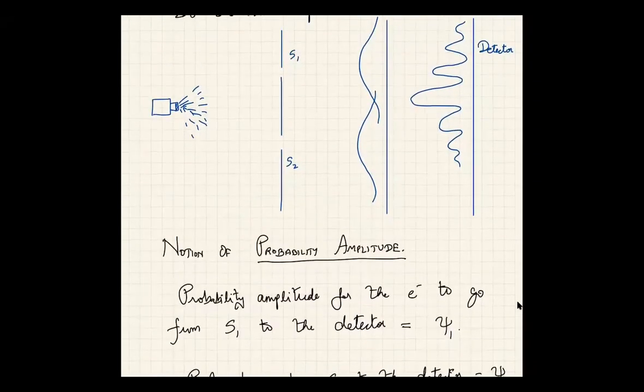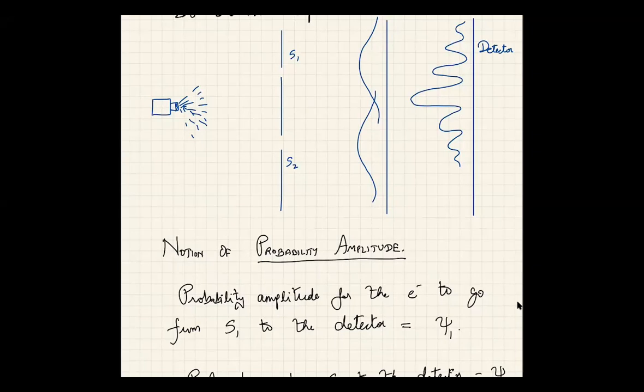Since we are shooting lots of electrons, we have to assign a probability that an electron will go through slit 1 and deposit itself on the detector. Now, we could try to calculate this probability directly, but quantum mechanics tells you that you have to calculate this probability in two steps. The first step is you have to figure out the probability amplitude for the electron to go from S1 to the detector. And then once you have the probability amplitude, you have to take the modulus square of this complex number, and that will give you the probability. This is the quantum mechanical prescription for calculating the probability.